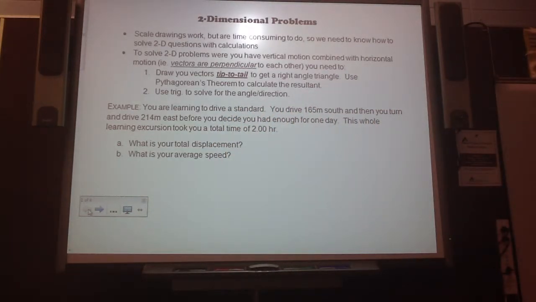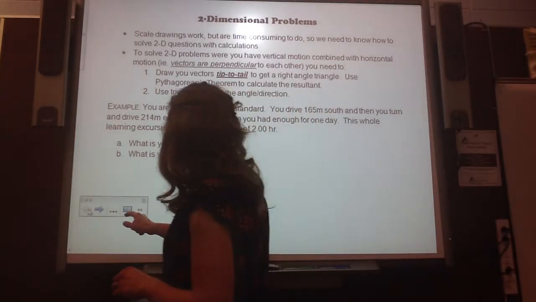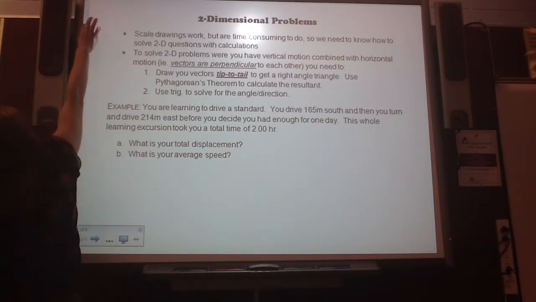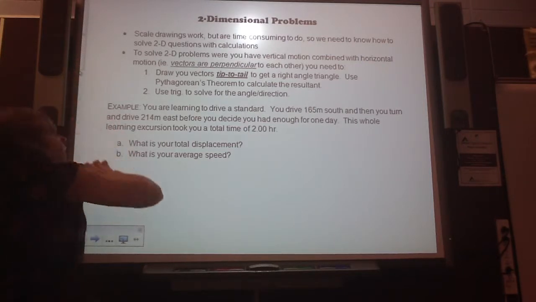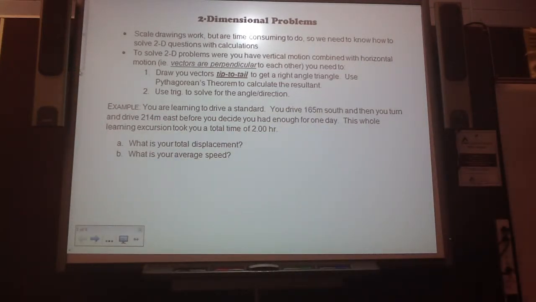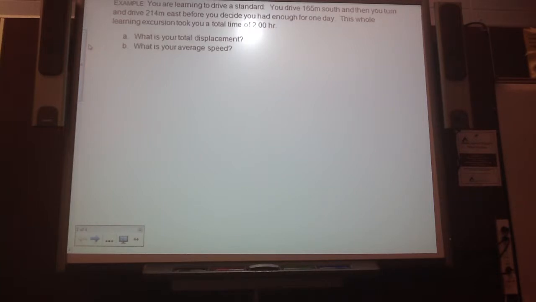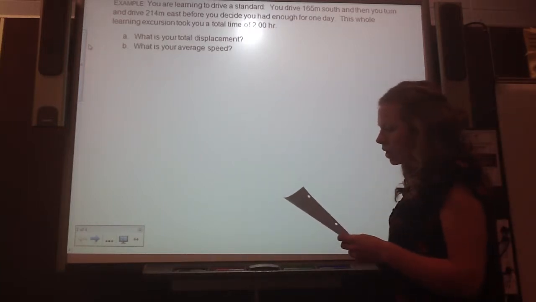Let's do an example to understand how we go about this. So say you're learning to drive a standard. You're not going to go very far on this example. You drive 165 meters south, and then you turn and drive 214 meters east before you decide you've had enough for one day. This whole learning excursion took you a total time of 2 hours. So not the most realistic example in terms of learning to drive standard, but our example nonetheless today. What is your total displacement? What is your average speed?